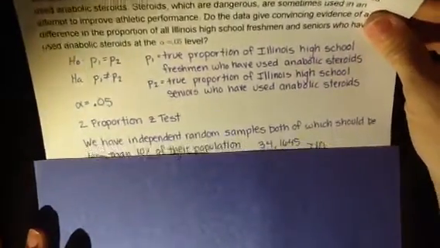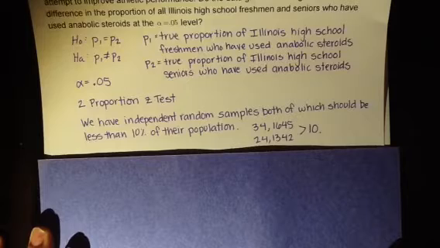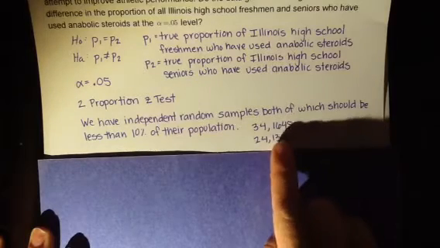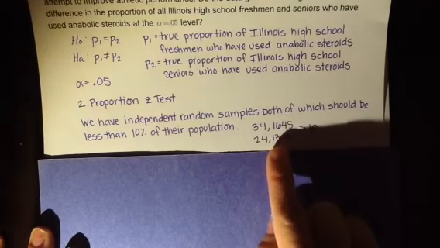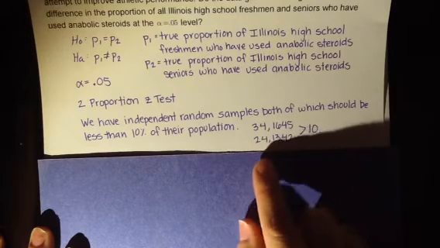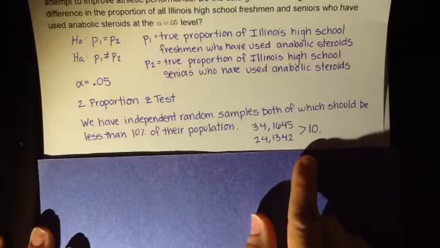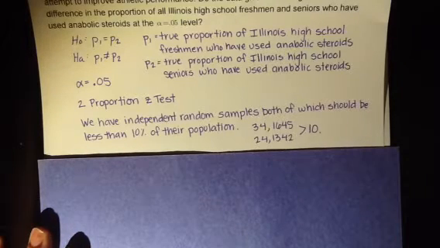So moving on to the conditions to check, they're the same as the conditions in the last problem, and really they're the same as the conditions from the last two chapters. We have independent random samples, both of which should be less than 10% of their populations. And for the n times p and n times 1 minus p conditions, I just wrote here n times p is 34, n times 1 minus p is 1645. Then we have 24 and 1342. Both of those are clearly greater than 10. So we can proceed with our procedures.